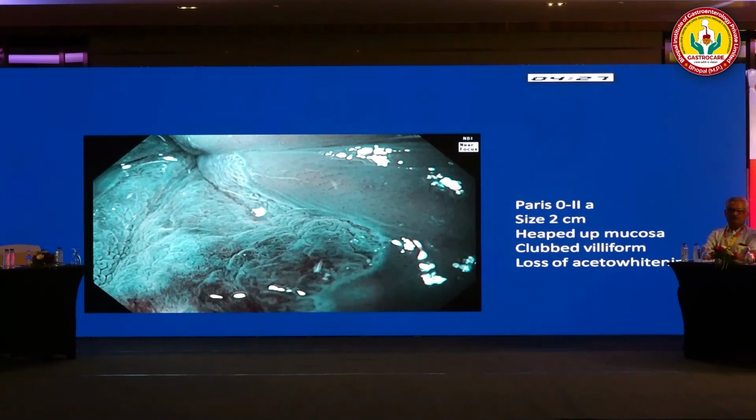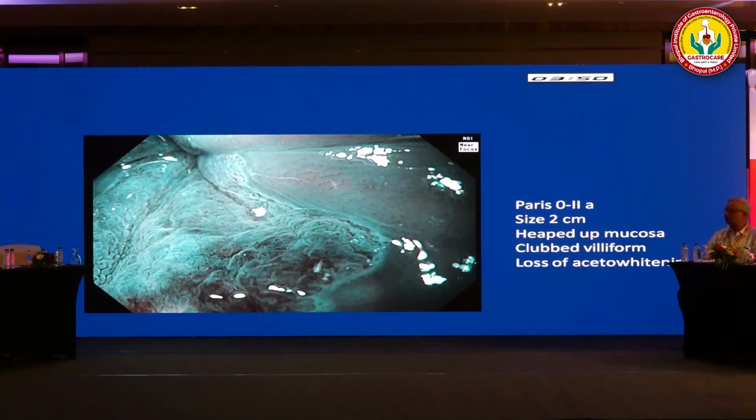Just to show you one of our patients here, this is the acetic acid here. You find that it's not all that white, it's looking a little pinkish red, and you can see this slightly heaped up mucosa. So this is a Paris 2A morphology, size about 2 centimeters. This villiform appearance and clumped kind of surface mucosa and loss of acetowhitening. So this, you can say, is fairly suggestive of a sinister lesion there.